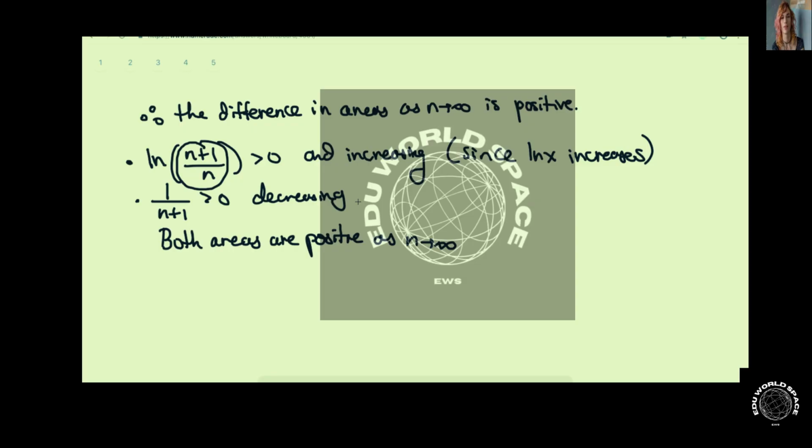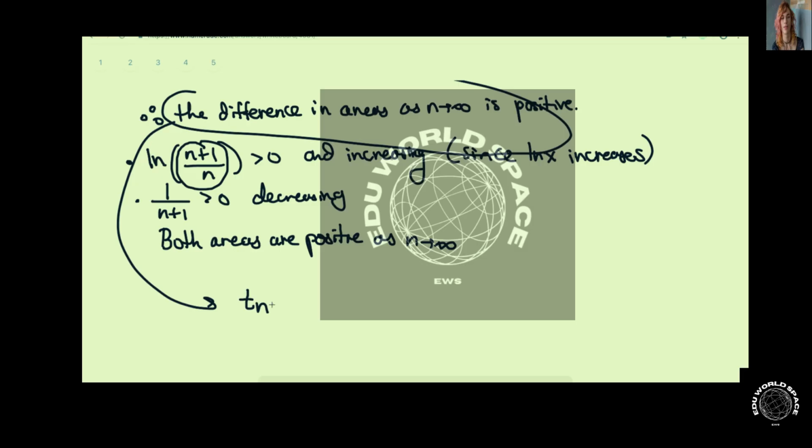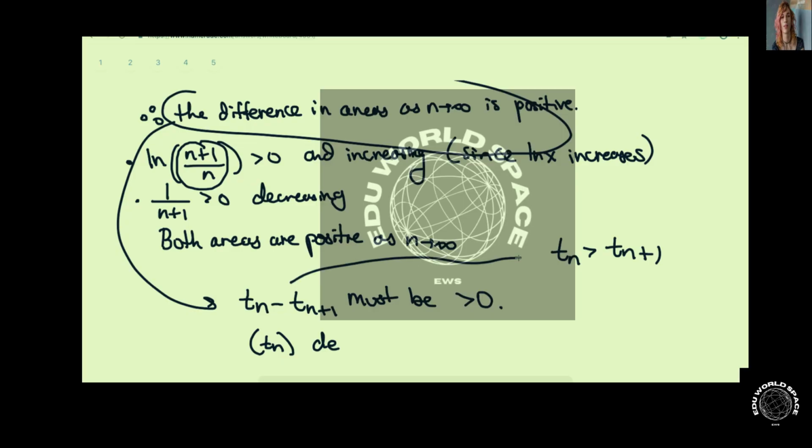And now we showed that the difference is approaching a positive number. And what this ultimately means is that Tn minus Tn plus 1 must be larger than 0. And that means that this is a decreasing sequence, because if you just push the Tn plus 1 to the other side, you have this, and that's exactly what it means to be decreasing. And that resolves part B.